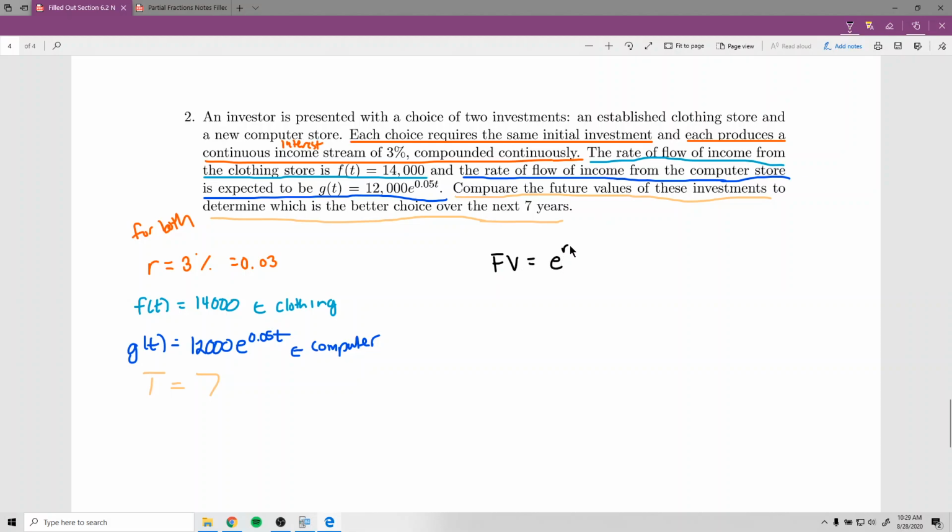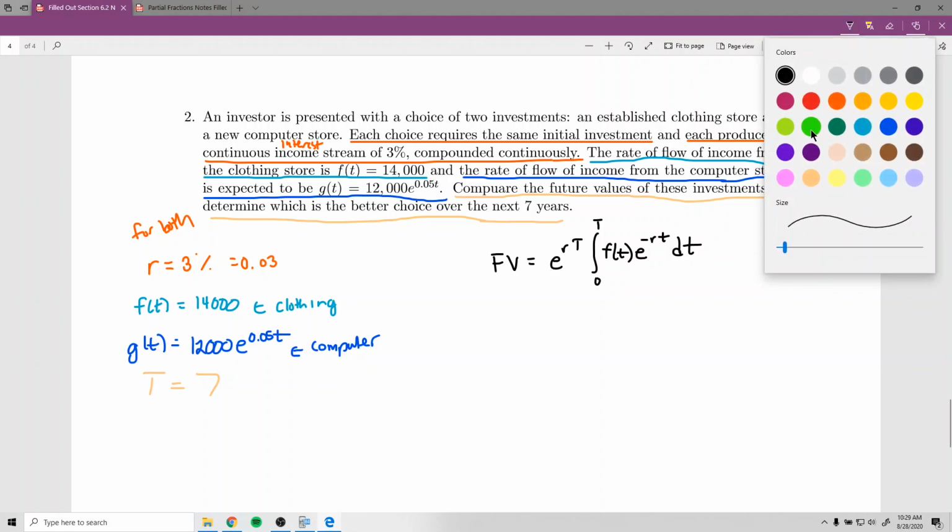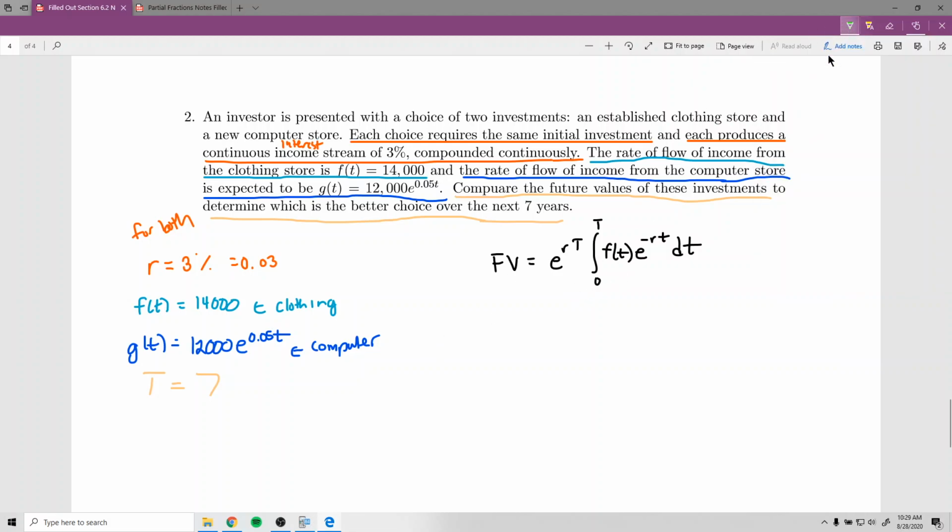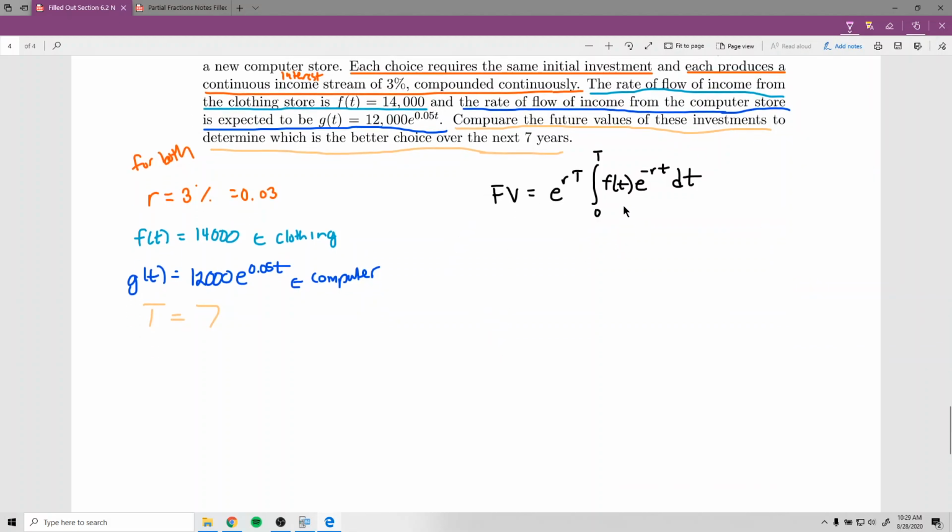So we've got e to the r capital T, integrate from 0 to t, times, and then we integrate f of t. This is the continuous income stream, or the rate of flow of income. So for the clothing store, we'll use the 14,000. For the computer store, we'll use the 12,000 e to the 0.05 t, and then e to the negative r lowercase t dt. Right, but what we are basically doing is the problem we did previously twice. Now that we have that formula, when we integrate the e part, it'll be a lot quicker though.